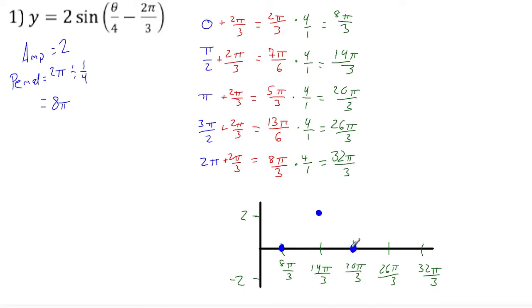20 pi over 3 will give me 0, sine of 0 is 0. 26 pi over 3 will give me a negative 1, times the amplitude of 2 is negative 2. And then finally, 32 pi over 3 will end me back at 0. I connect the points, and I get this.